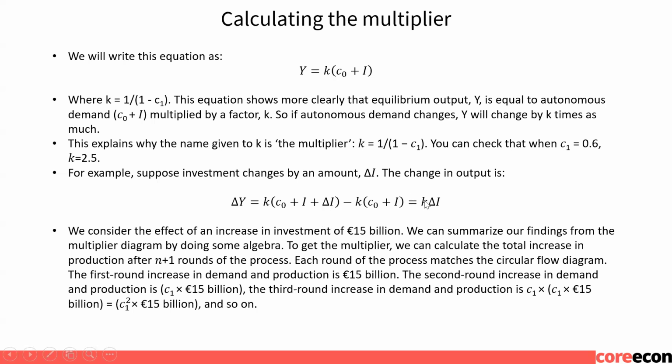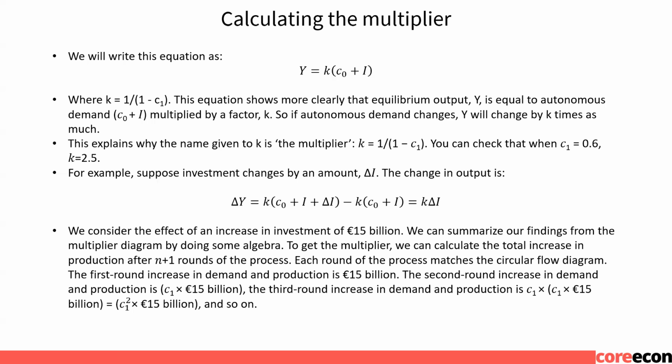So the constant, the multiplier, times the change in investments is going to tell you how much the income overall changes. So this K constant, which is a function of the marginal propensity of consumption, is going to pretty much tell us what the multiplier process looks like. Now, is there a way to calculate this K and marginal propensity of consumption, actually derive it, if you will? So we considered the effect of an increase in investment by 15 billion euros previously, and we can summarize our findings from the multiplier diagram by showing some algebra, so why and how we obtain these multipliers.